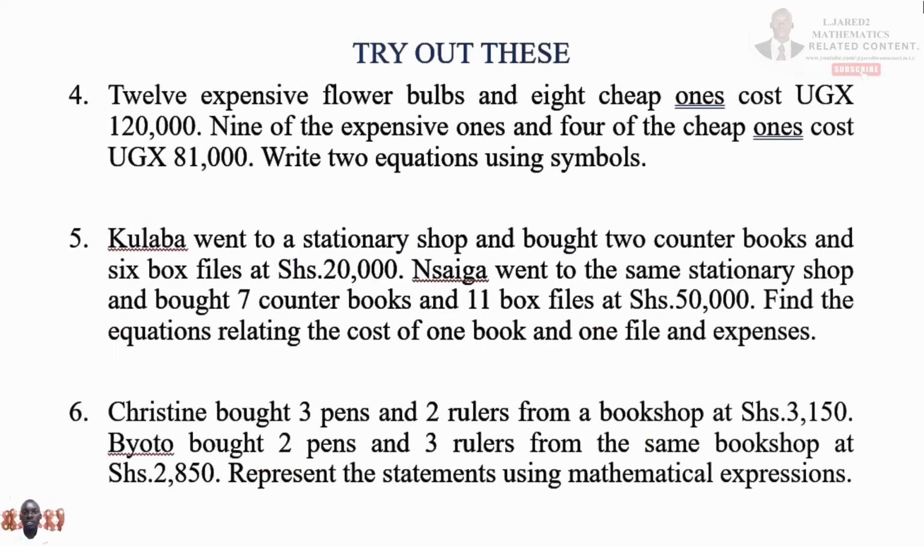So we have a tryout. To try this out, we have number 4, number 5, and number 6. Please try them out. Try to formulate the simultaneous equations, and please define your variables. Define your unknowns very well.